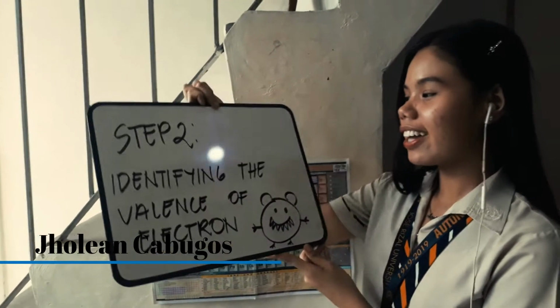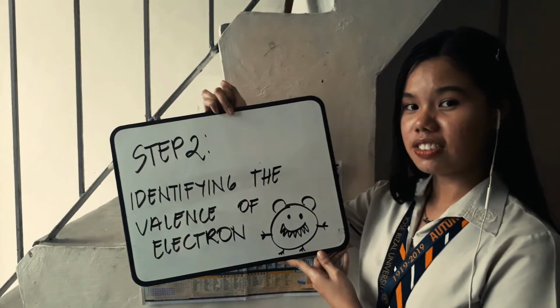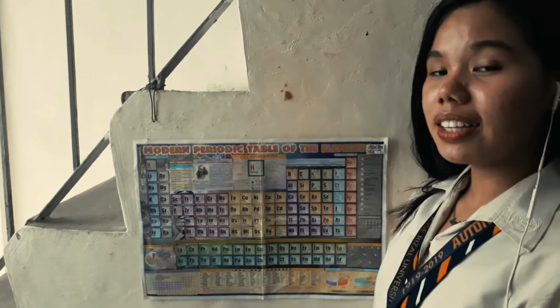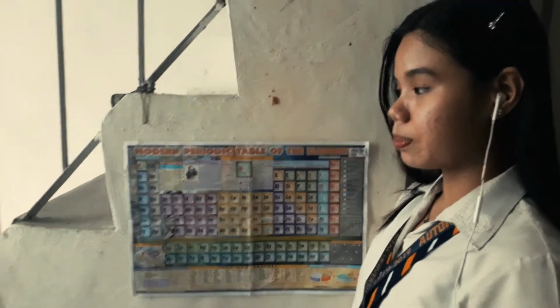Step 2. Identifying the valence of electron. Valence electron is an outer shell electron that can participate in formation of a chemical bond. Both atoms contribute valence electron to form shared pair. So now, we will identify the valence of each group.